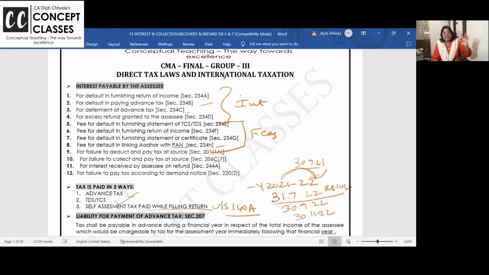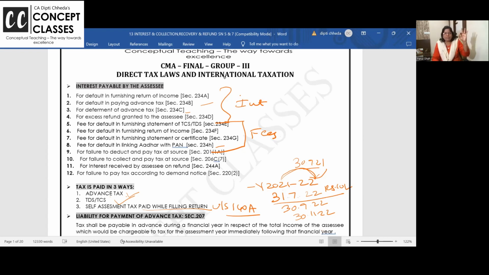234F is the fee for delay in filing the return, 5,000 or 1,000. 234G is default in document certificates. For scientific research, you gave the donation, they are not giving the certificate, and you want to claim it under 35 or 80GGA, GGB and C. How do you do that? 234H is default in linking. Finish.